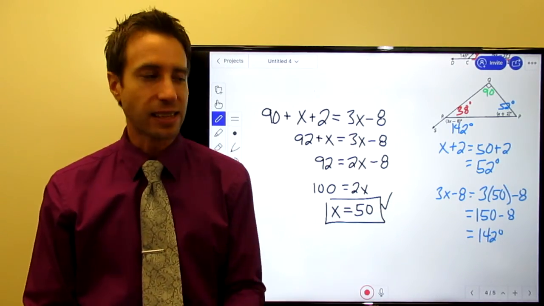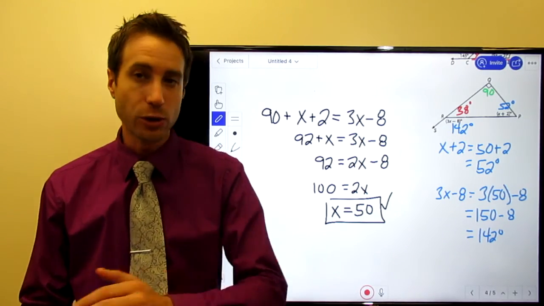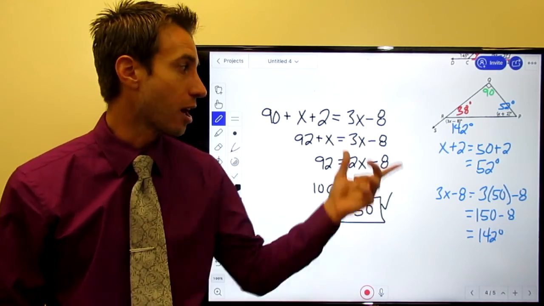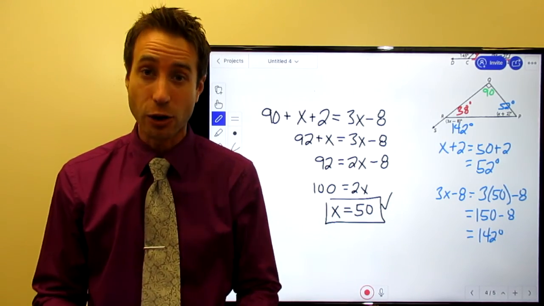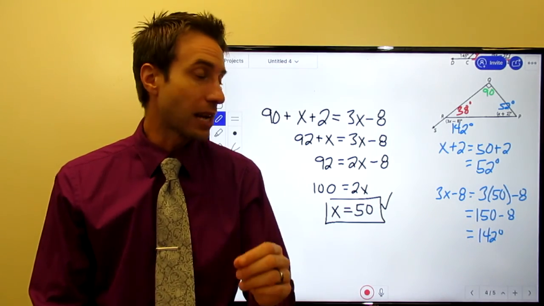Okay, I really like these a lot because we're using both the relationship of interior angles of triangles and exterior angles of triangles. We got all kinds of things going on here that are a lot of fun. Plus, we're even doing algebra. I mean, we're doing some serious math here. Hopefully you're having a good time.